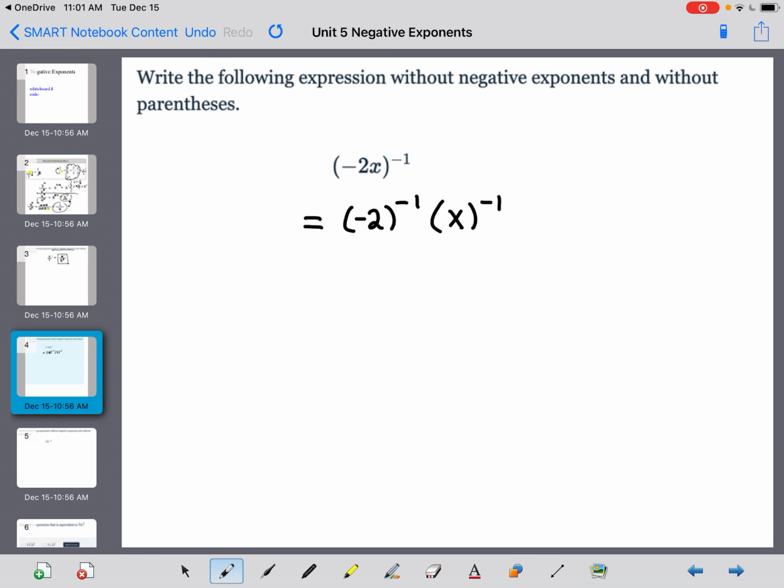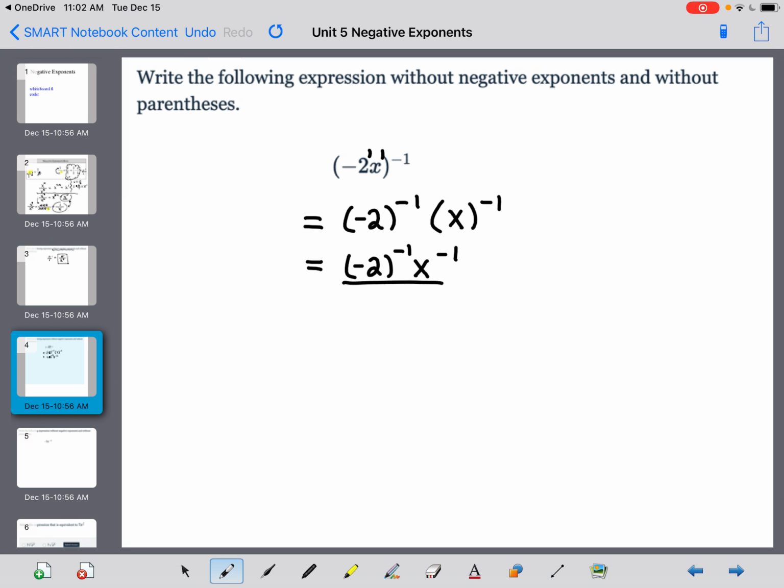You don't really need the parentheses, but you do with the negative 2, just because it has a negative you have to keep with it. But the x, I don't really need the parenthesis. But what I need to recognize is both of these factors, the negative 2 and the x, are both being raised to this negative 1 power.